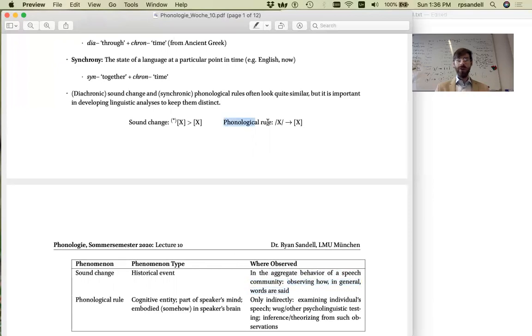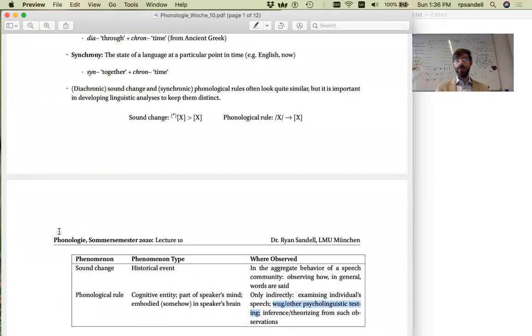Whereas when we talk about phonological rules synchronically, recall from our early lectures that we are talking about some kind of cognitive entity that is part of the speaker's mind, some rule that is embedded in their brain. We can see these phonological rules only indirectly by examining the speech of an individual or groups of people, and sometimes we can carry out psycholinguistic tests like wug tests, which we've discussed, making inferences and building up theories based on our observations.